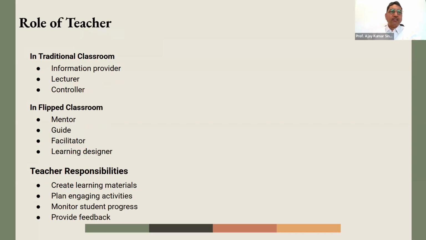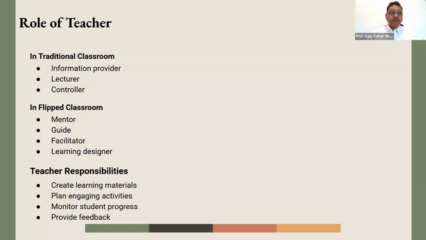So what is the role of a teacher in the traditional classroom or the Macaulay system classroom? He or she is an information provider, lecturer, controller. Whereas in the flipped classroom, he or she is a mentor or guide or facilitator or learning designer. So the role of a teacher has changed. Like we say, a teacher has to become a guru. So it is a journey towards that side.